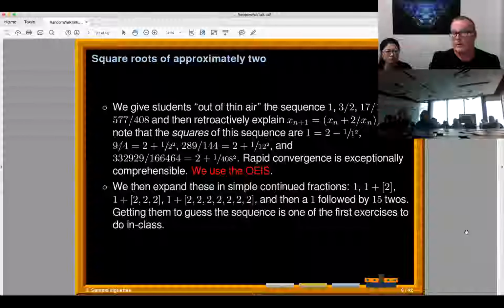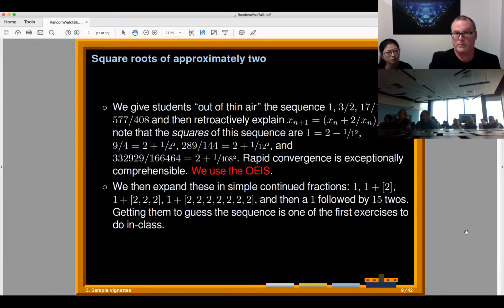And we get 1, 1 plus 1 over 2, 1 plus 1 over 2 plus 1 over 2 plus 1 over 2. And, of course, I'm using the shorthand notation for this. And the next one has 7 2's in it. And I get them to guess what the next iterate would have. And of course we have 1, 3, 7, and 15 2's in this, so they see that there's a very definite pattern in the increment of the number of 2's.